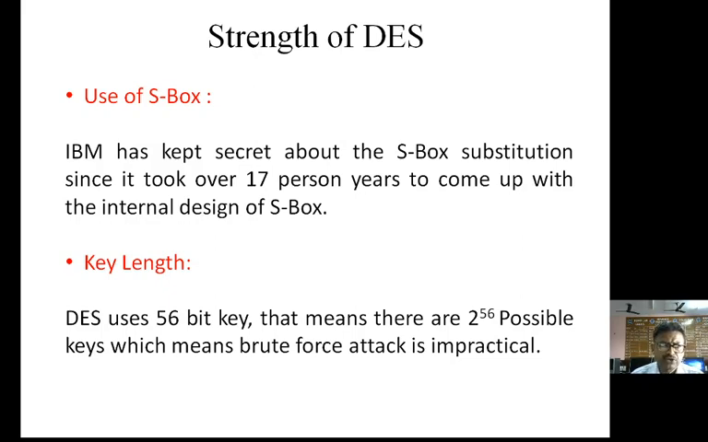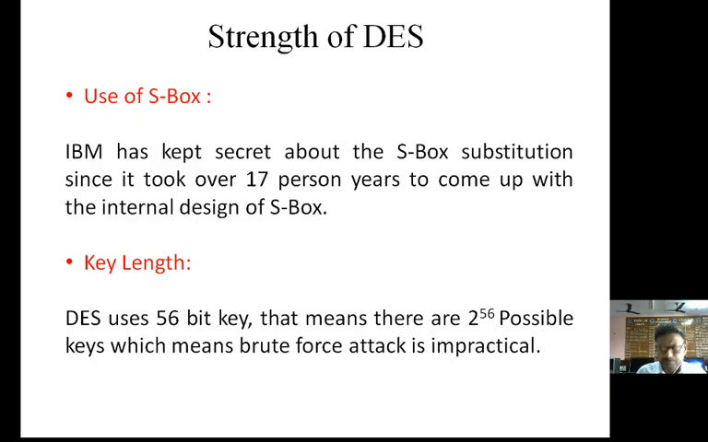The second important strength of DES is the use of the S-box. As I told you earlier also, IBM has kept it secret. Why has it been designed in such a manner? Only the people who designed it know why the first bit is the 40th bit, the second bit is the 10th, and so on. So IBM has kept the S-box substitution secret, and it took over 17 years to come up with the internal design of the S-box. And it is very difficult to crack, because the S-box is designed in such a manner that whether you are applying encryption or decryption, you get the same result. So the same box is applied for the encryption process as well as the decryption process, and it is very difficult to crack the S-box. Why it has been chosen in such a manner is known only to the people who designed it, and it is still uncracked.